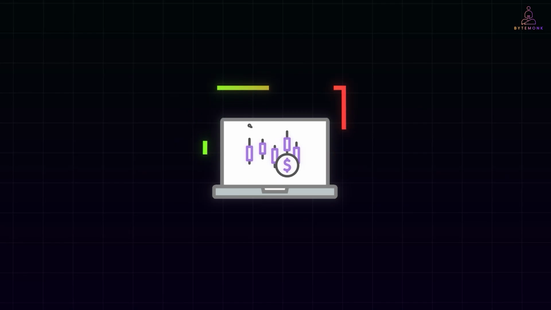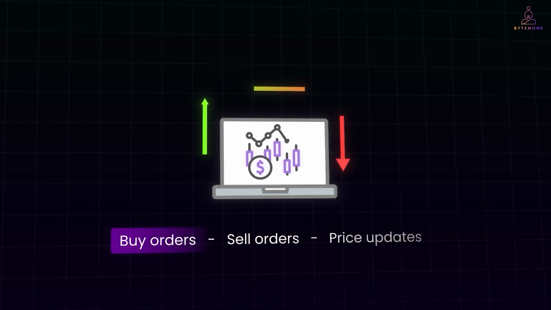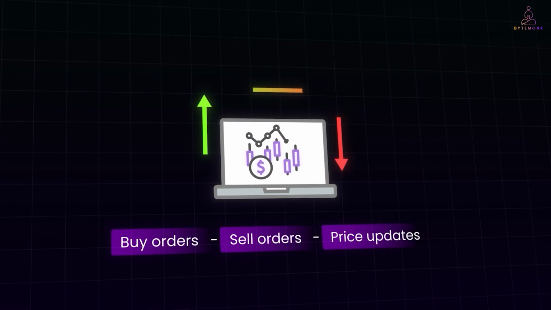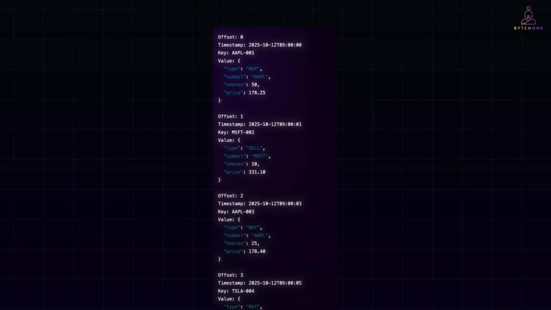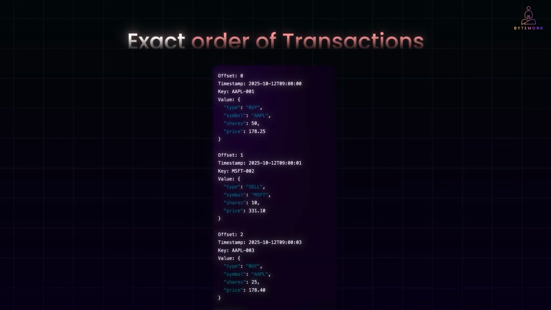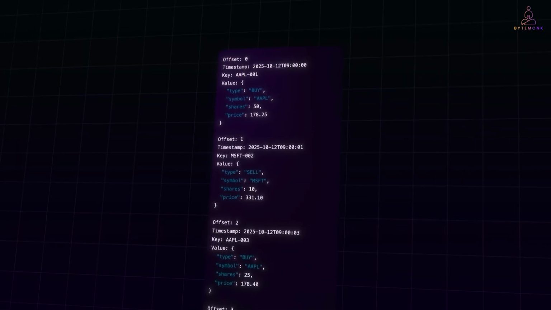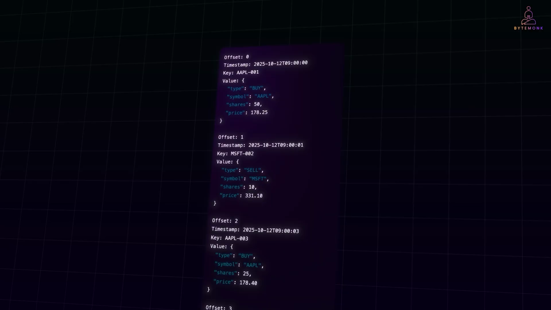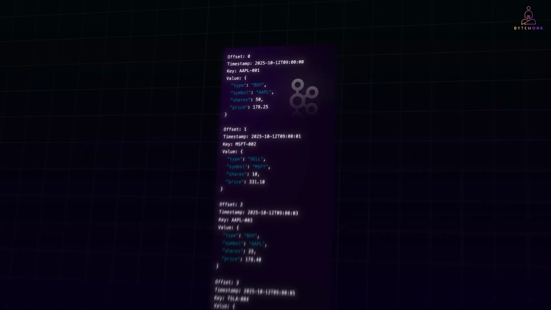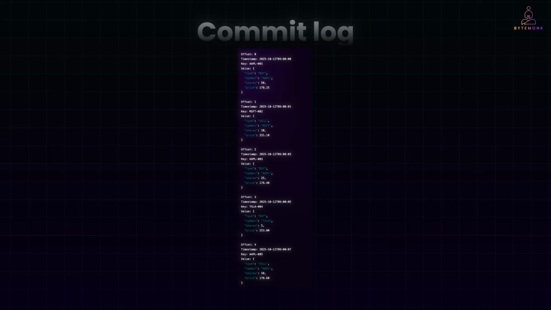Imagine a stock trading platform that streams market events, like buy orders, sell orders, and price updates to downstream systems. Here, maintaining the exact order of transactions is critical. If events are processed out of sequence, the system could show wrong balances, fail to reverse trades properly, and even record inconsistent histories. And that's why Kafka and similar systems use a commit log instead of a traditional queue.